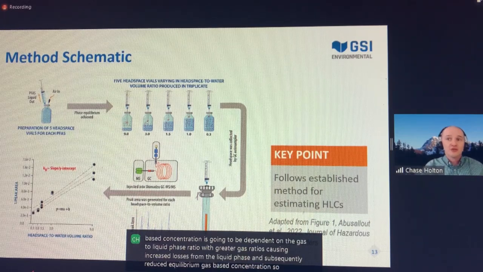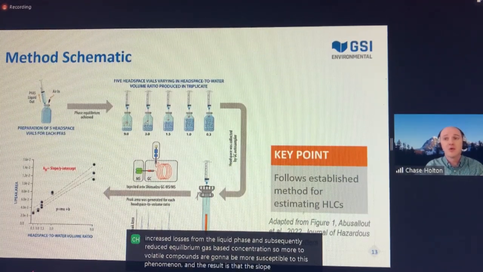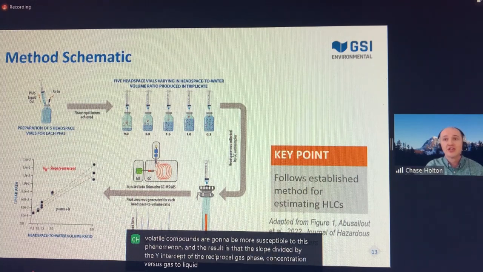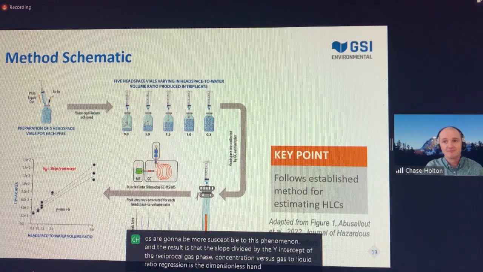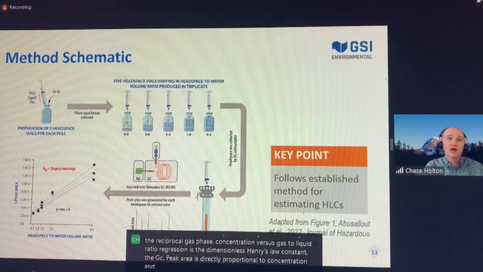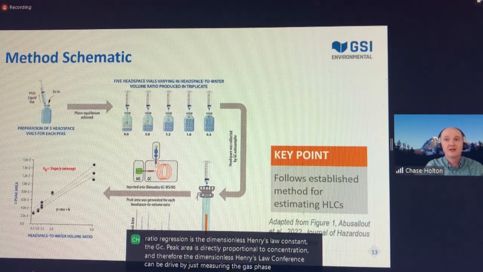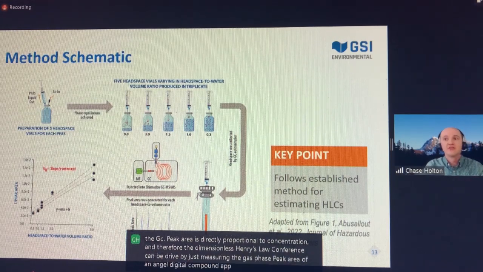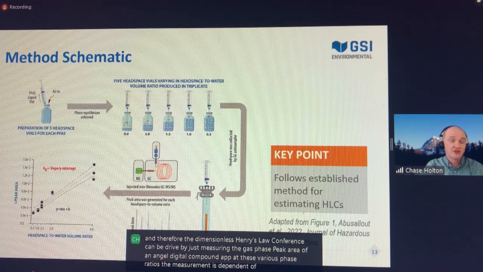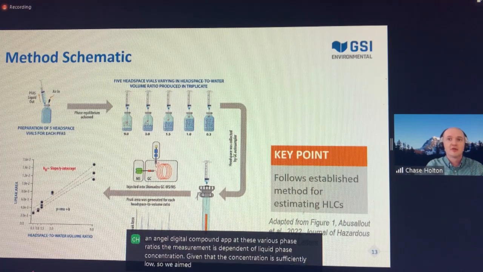More volatile compounds are going to be more susceptible to this phenomenon, and the result is that the slope divided by the y-intercept of the reciprocal gas phase concentration versus gas to liquid ratio regression is the dimensionless Henry's law constant. The GC peak area is directly proportional to concentration, and therefore the dimensionless Henry's law constants can be derived by just measuring the gas phase peak area of an individual compound at these various phase ratios. The measurement is independent of liquid phase concentration, given that the concentration is sufficiently low. So we aimed for concentrations well below the solubility limit.